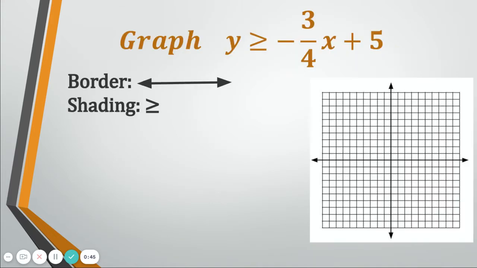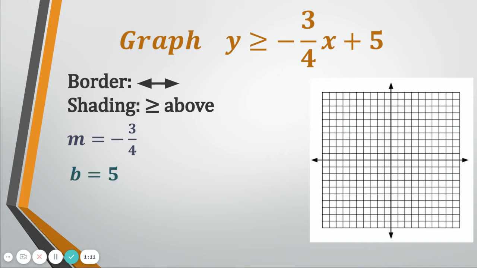For our first example, we have y is greater than negative 3/4 x plus 5. So for the border, it's a solid line because of the greater than or equal to symbol. For the shading, I'm going to be shading above for greater than or equal to. Then for my slope, it is the number that's next to the x, which is negative 3/4. My y-intercept, b, is 5. That is the constant at the end.